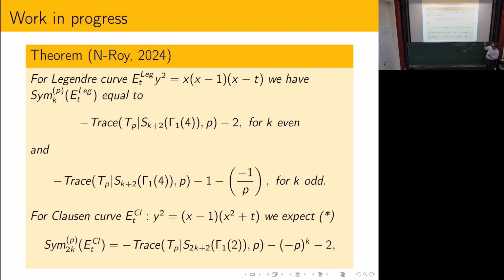Okay, so in this case, what we proved is that any moment is actually related to the trace of the Hecke operator on the modular forms. Depending on whether k is even or odd, you have some kind of correction. And for the Clausen family, it's kind of similar, but there is a little star here because we are struggling a little bit with the odd case. So this is for the even moment, but for the odd moment, there is some Hecke character that appears that is still not completely under control, so we don't understand yet the full picture for this situation.